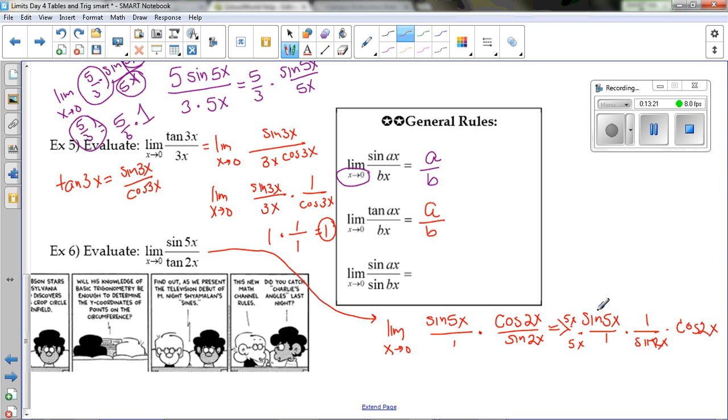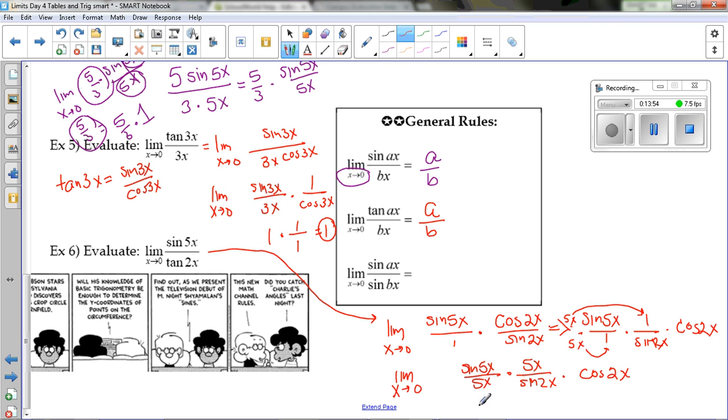I don't need the 5x in this fraction, so I'm going to be a little bit creative. This 5x is going to end up here when I write it a second time. And this 5x is going to go there. It's multiplication. I'm not distributing. I'm just saying that sine 5x times that, I can rearrange. So I have the limit as x approaches 0 of sine 5x over 5x, again, this one came from that, times 5x over sine 2x times cosine 2x.